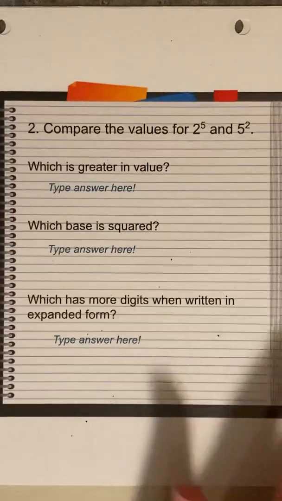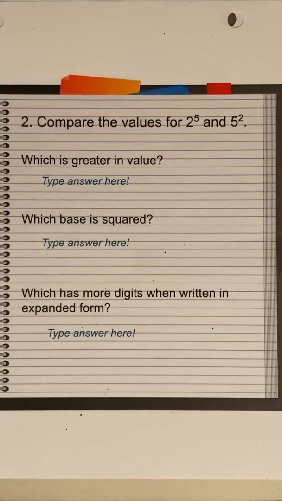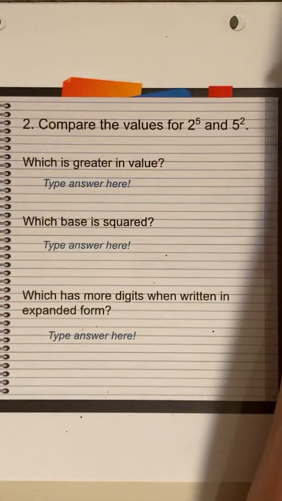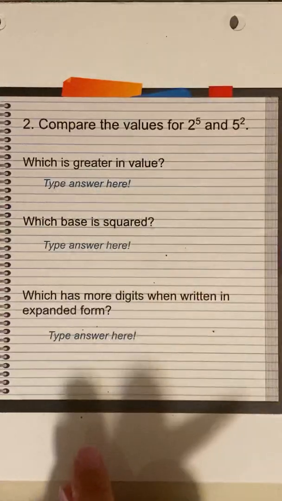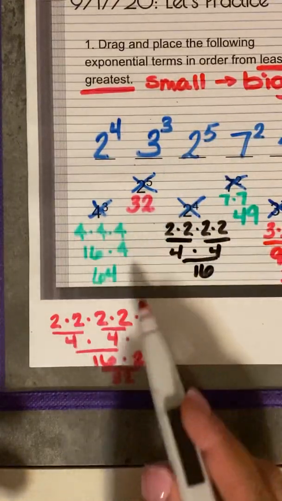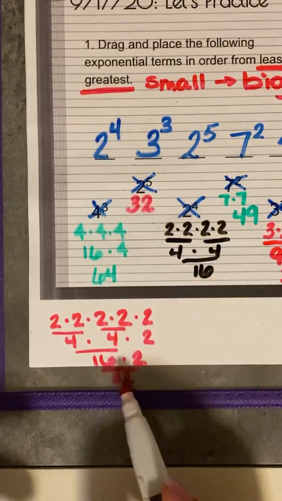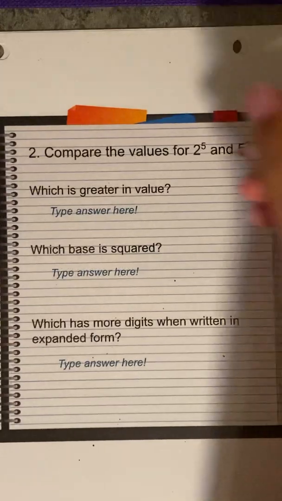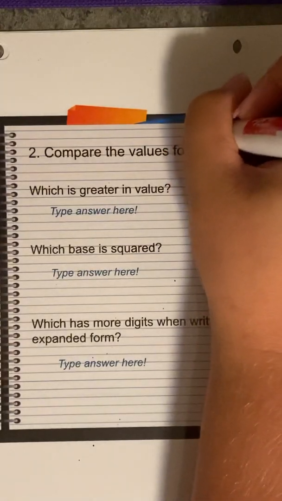All right, let's take a look at number 2. We are going to compare the values for 2 to the 5th power and 5 squared. Which is greater in value? So let's solve them. 2 to the 5th power, we did that over here on this page, you guys. We did it down here. It equals 32. So I'm going to write up here, 2 to the 5th power equals 32.